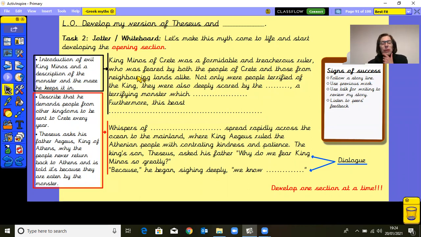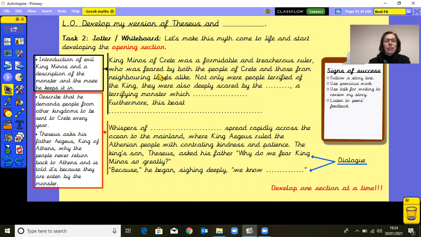So I came up with this. King Minos of Crete was a formidable and treacherous ruler who was feared by both the people of Crete and those from neighboring lands alike. Not only were people terrified of the king, they were also deeply scared by the monster, the name of your monster, a terrifying monster which, and then you can describe it. Furthermore, these beasts, and then you can add more details.